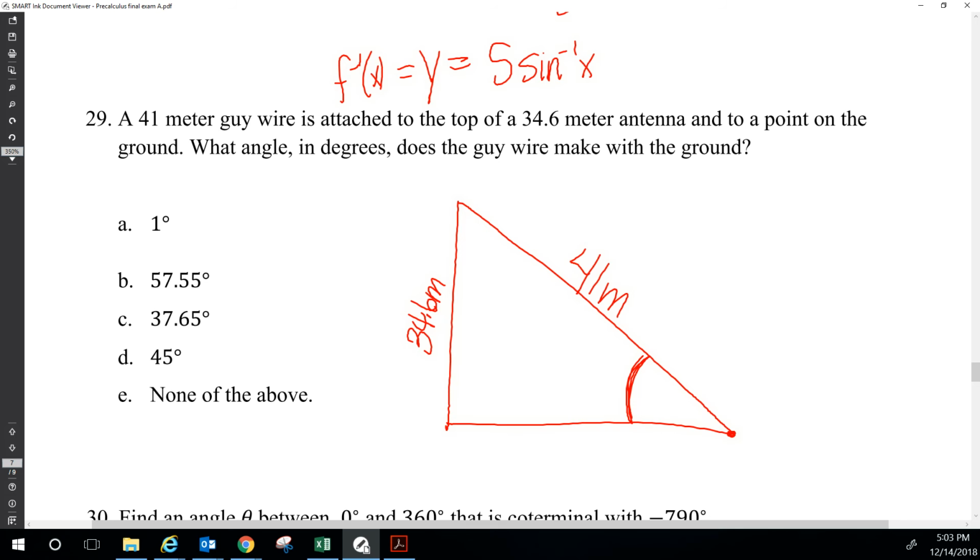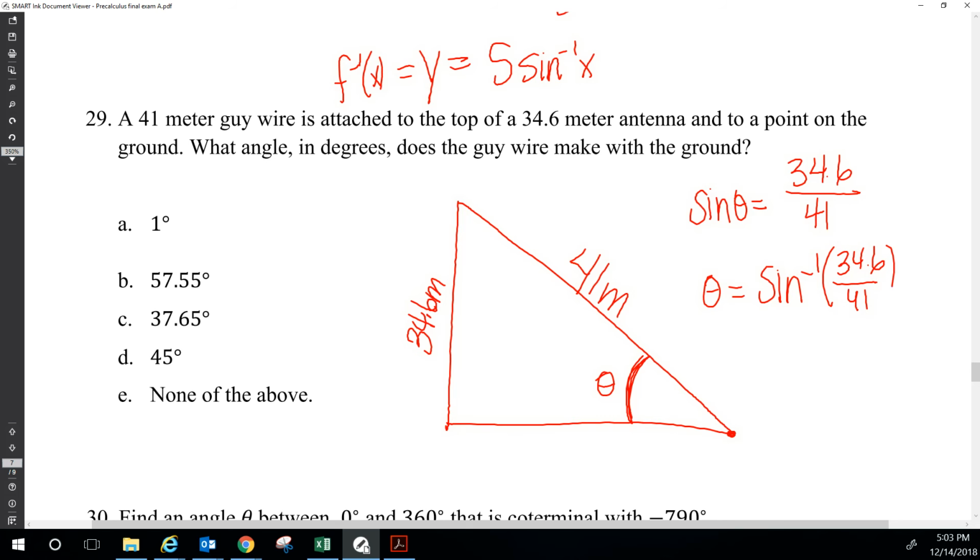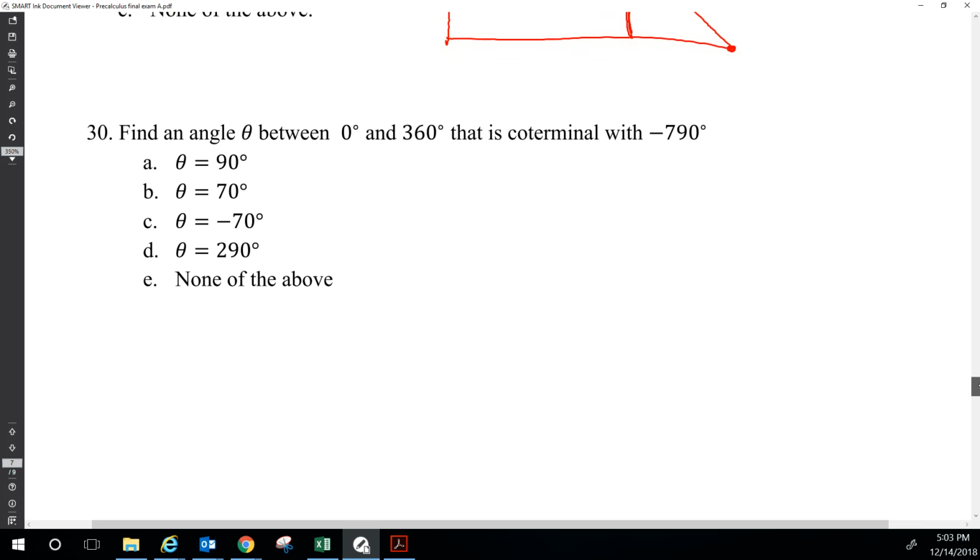All right, and so since this is my theta here, and I've got opposite and hypotenuse, I'm going to use sine theta is equal to opposite over hypotenuse. To get that theta out of there, that's what we're looking for, I'm going to take the inverse, and I get sine inverse of 34.6 divided by 41. When you put it in your calculator, make sure, because these are in degrees, they're not giving you a radian answer, that your calculator is in degrees. The answer should be 57.55 degrees.